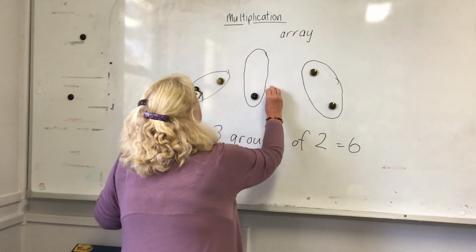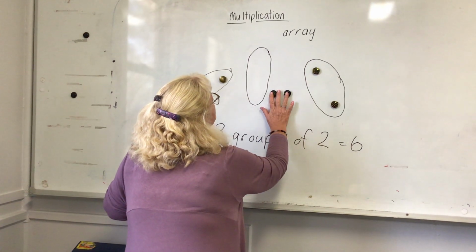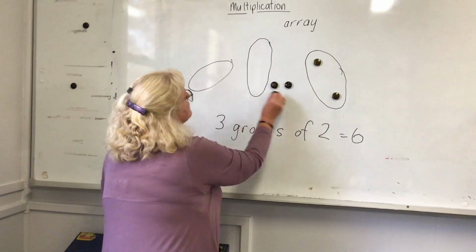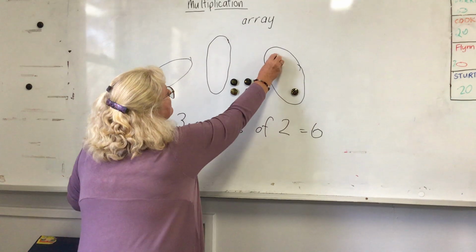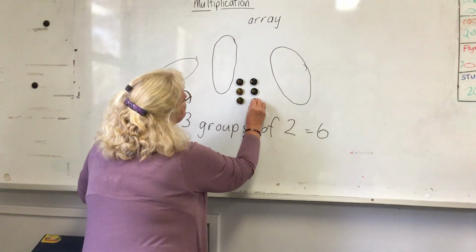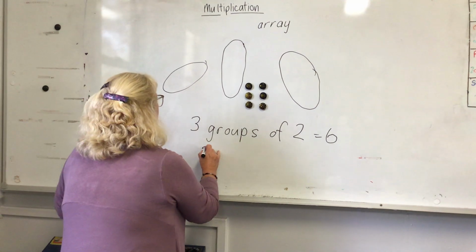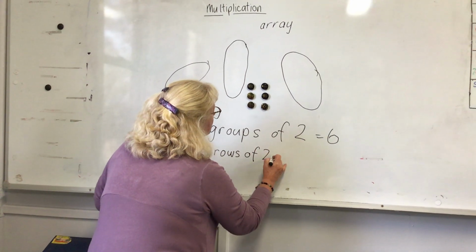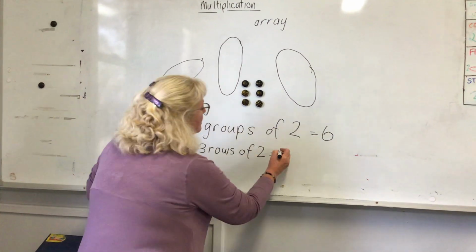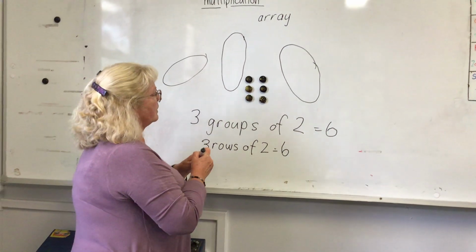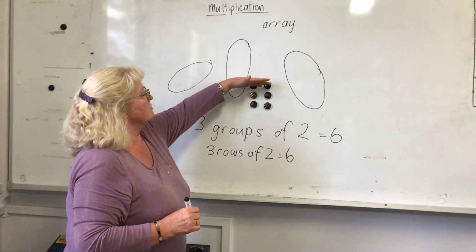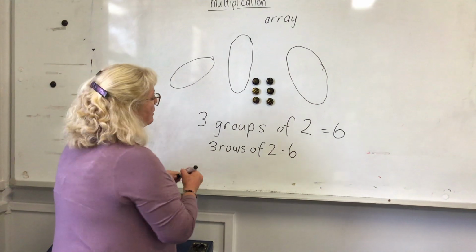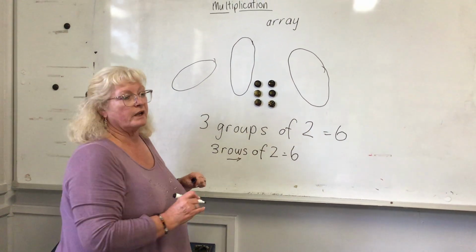So I'm going to go like this. I'm going to put them in rows. So here's my first row of 2. Here's my second row of 2. And then I've made a third row of 2. So I've got 3 rows of 2. And of course I've still got my total of 6. But I find that an easier way of organising them. So I can go 2, 4, 6.